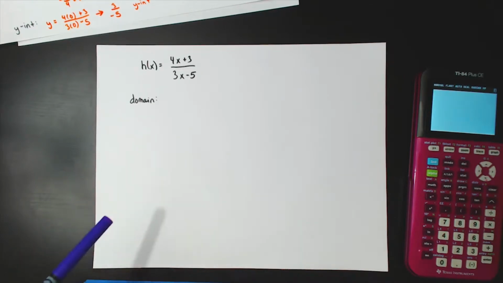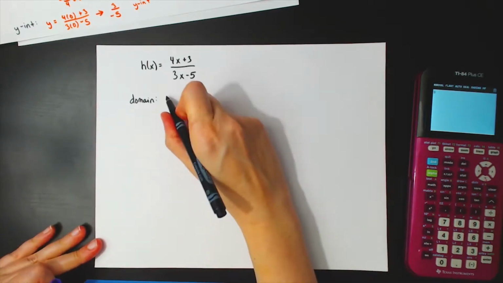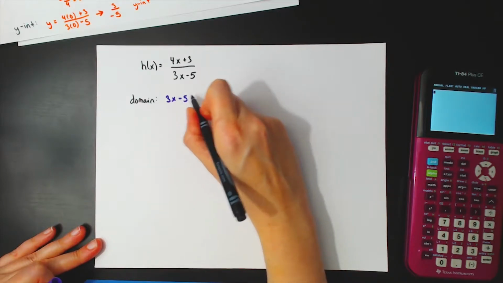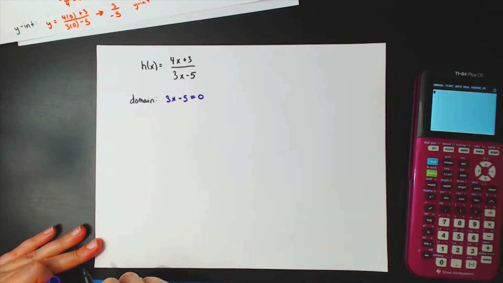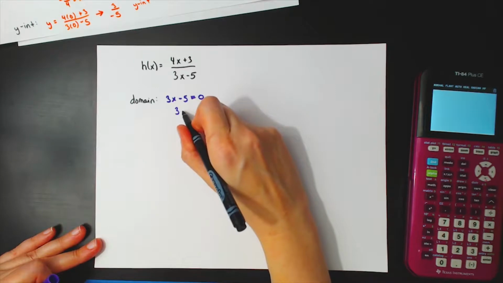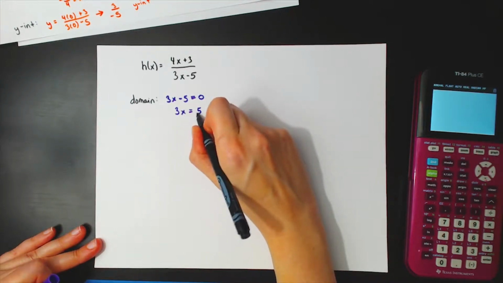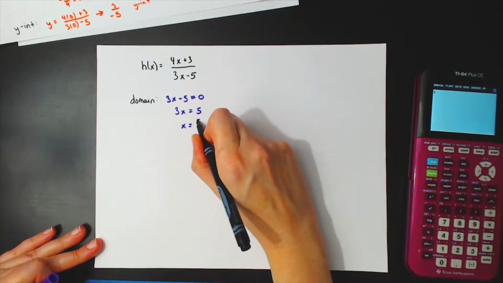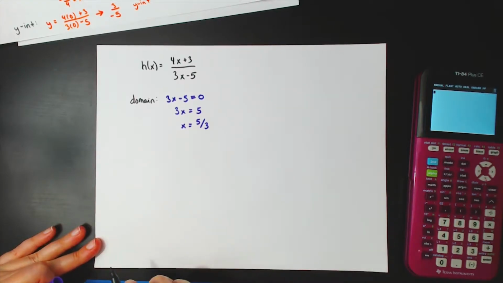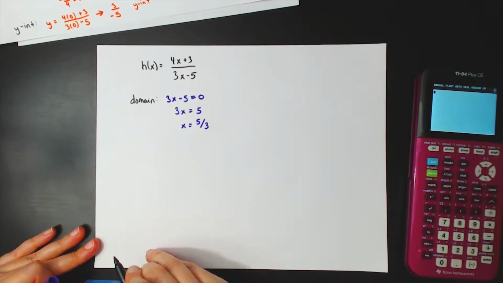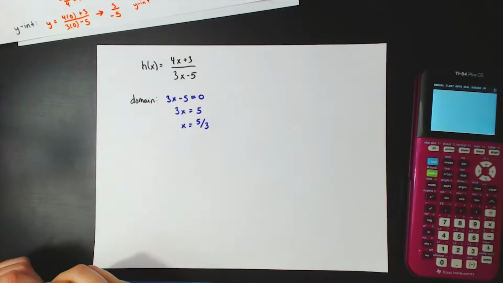0. So go ahead, take your denominator. This one, it's not super obvious what's going to make 0. So let's set it equal to 0. And then we solve this equation for x. So let's add 5 to both sides. And then let's divide both sides by 3. So when x equals 5/3, that means our denominator is 0, and we can't have that.